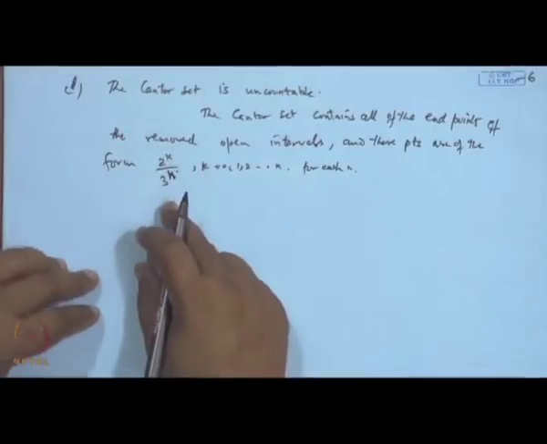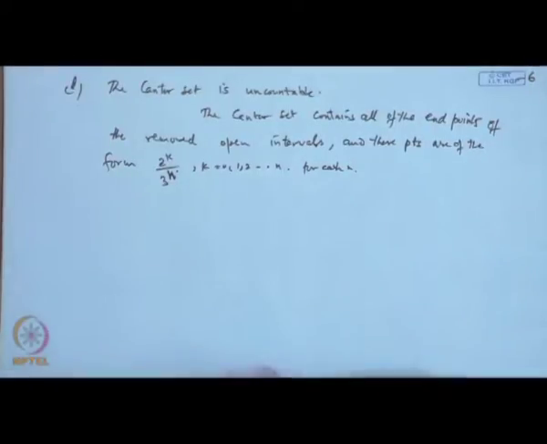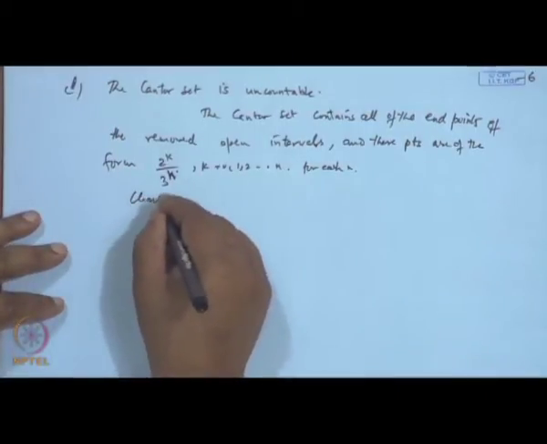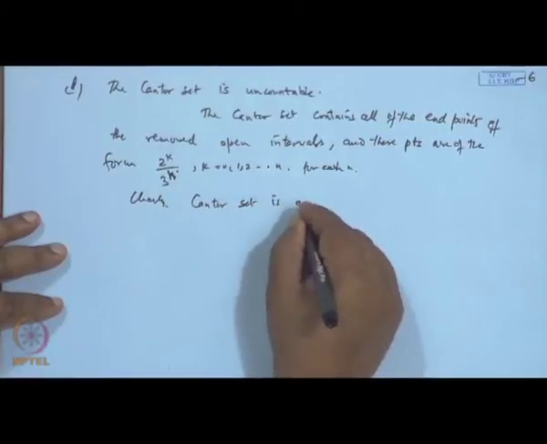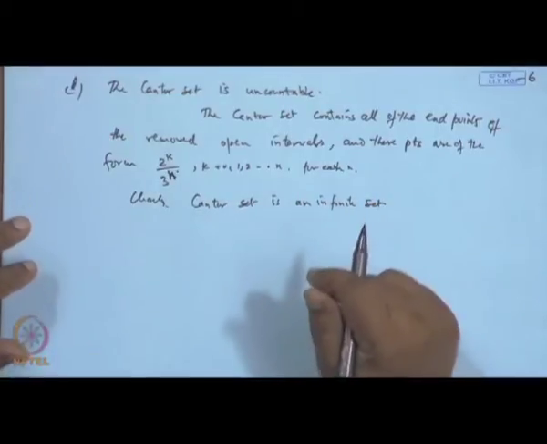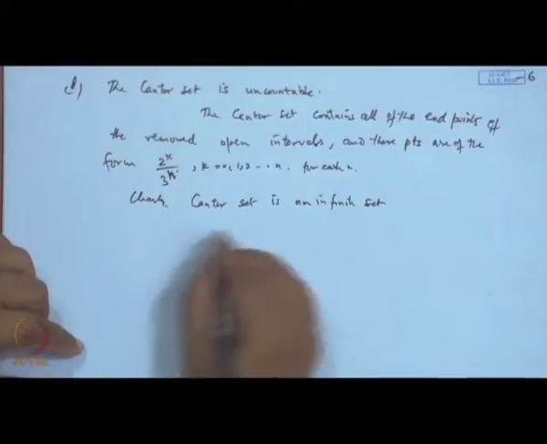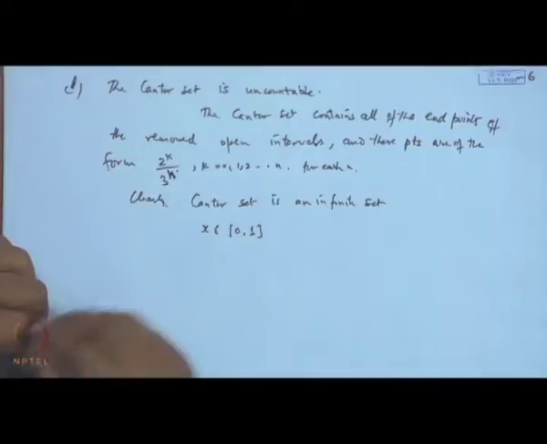We wanted to show this Cantor set is uncountable. Okay. So, these are infinite. First thing is the Cantor set is an infinite set, because there are so many points available. So, clearly, the Cantor set is an infinite set.